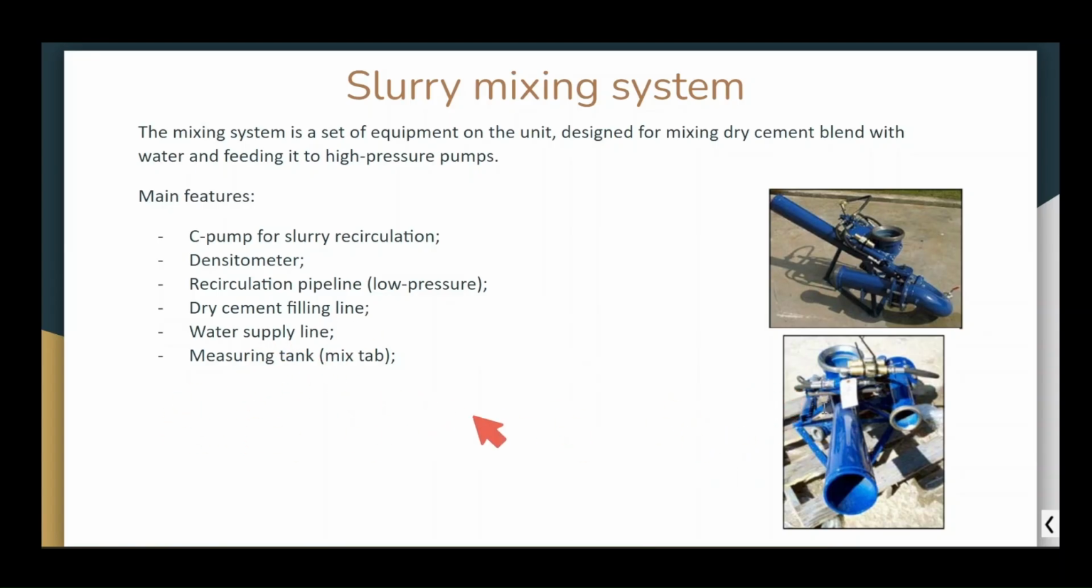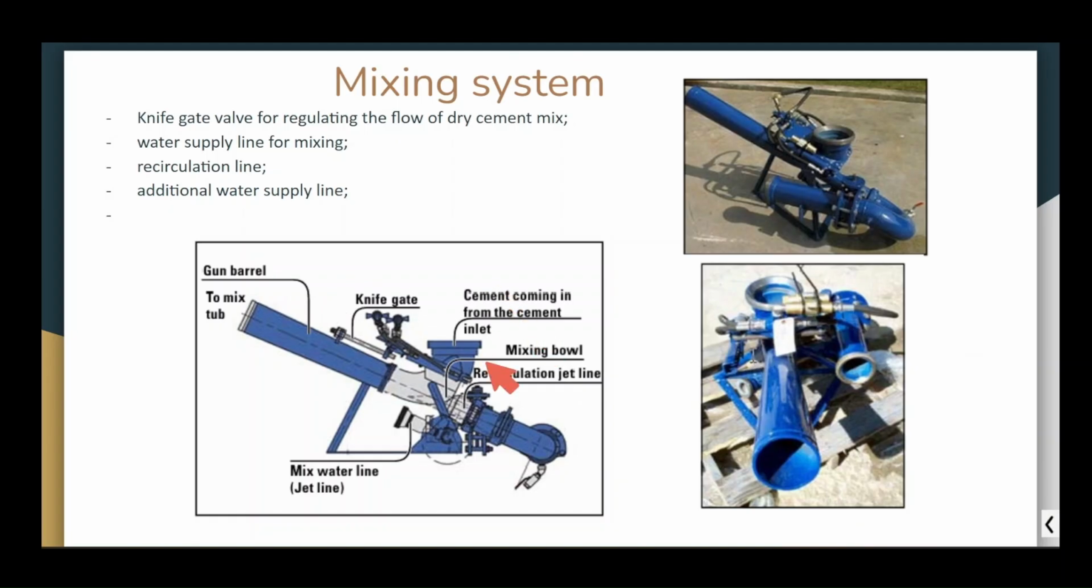A measuring tank, or mix tub, is where the slurry flows, and it is part of this circulation system. All fluids we can measure and observe in the measuring tank. This is the Slurry Chief, a Schlumberger company's equipment, and I had experience with it. So now let's pay attention to the main details of this wonderful equipment for mixing slurry.